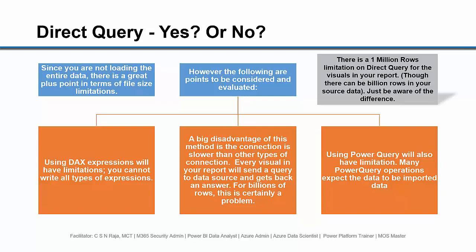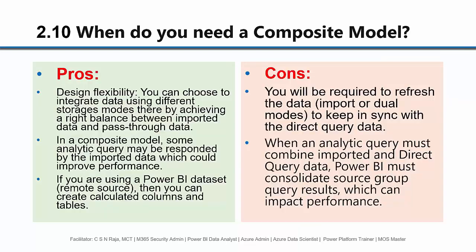Though there can be billions of rows in your source data, just be aware of this difference. We will talk about a composite model, which has brilliant design flexibility. You can choose to integrate data using different storage modes, thereby achieving the right balance between imported data and the pass-through data. In composite models, some analytic queries may be responded to by the imported data, which could improve performance.